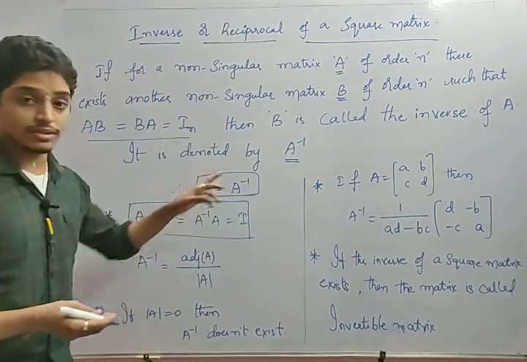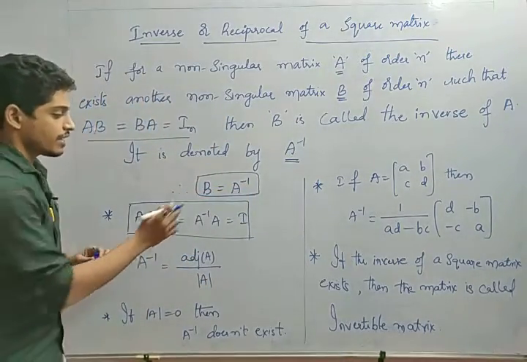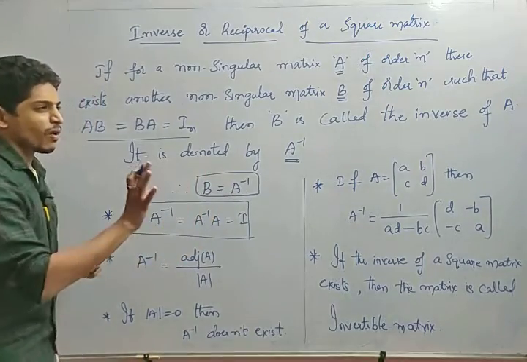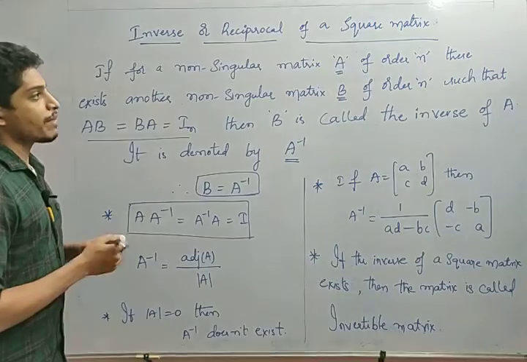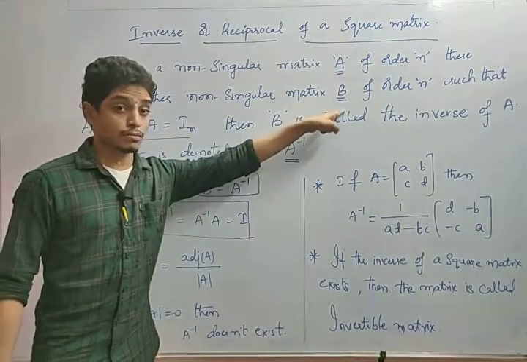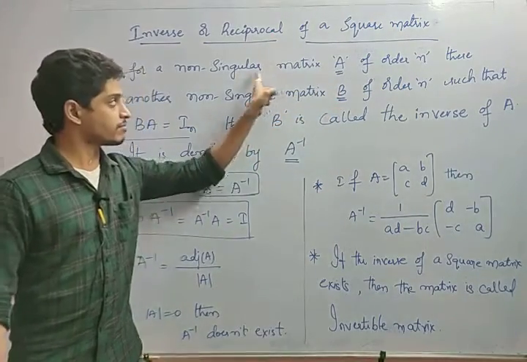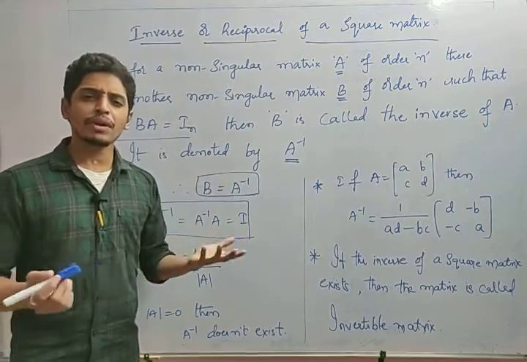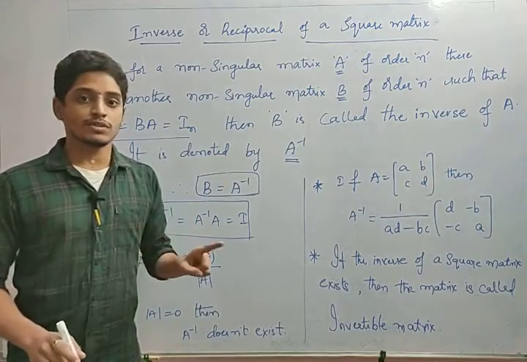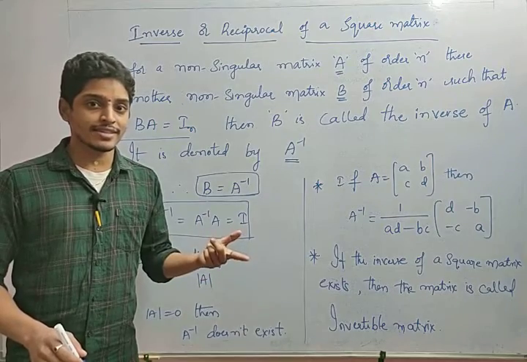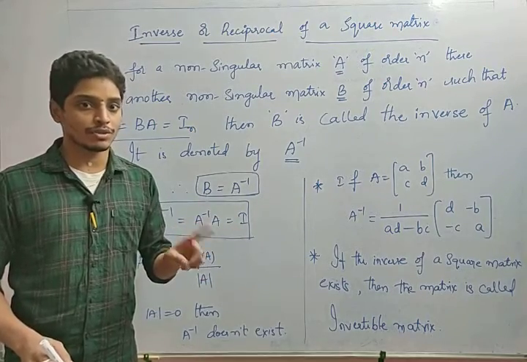Okay, this is the inverse notation. Now, here B equals A inverse. See, what does this definition exactly mean? Listen friends, suppose I have two matrices A, B, both are non-singular. Mentioned both are non-singular. What do you mean by non-singular matrix? Definitely, determinant is not equal to 0. Singular matrix in the sense, determinant is equal to 0, right?